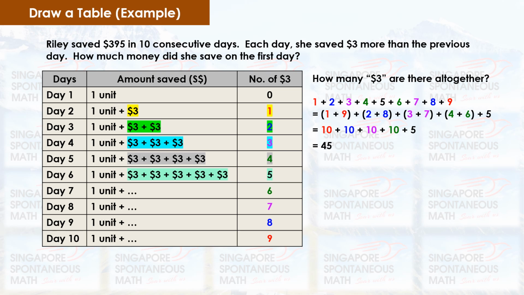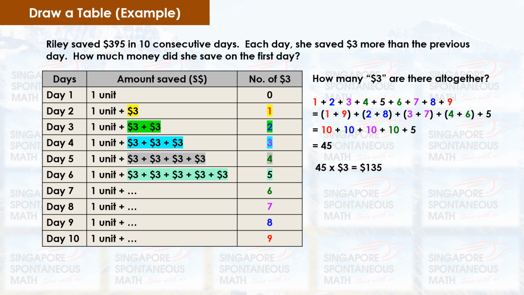One plus 2 plus 3 plus 4 plus 5 plus 6 plus 7 plus 8 plus 9. You will realize that 1 plus 9 equals 10. 2 plus 8 equals 10. 3 plus 7 equals 10. 4 plus 6 equals 10. There are 4 tens in total, which makes 40. 40 plus 5 equals 45. There are 45 $3 altogether.